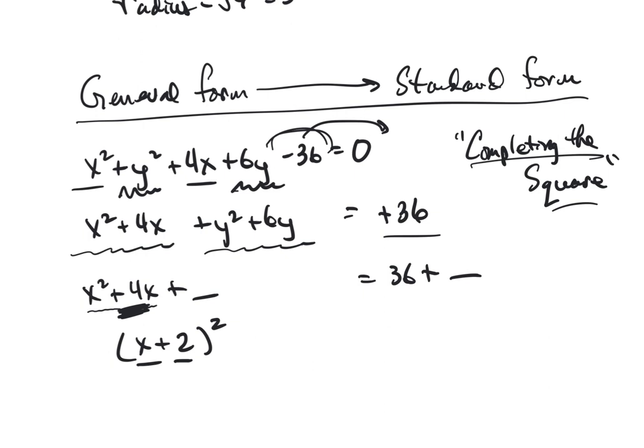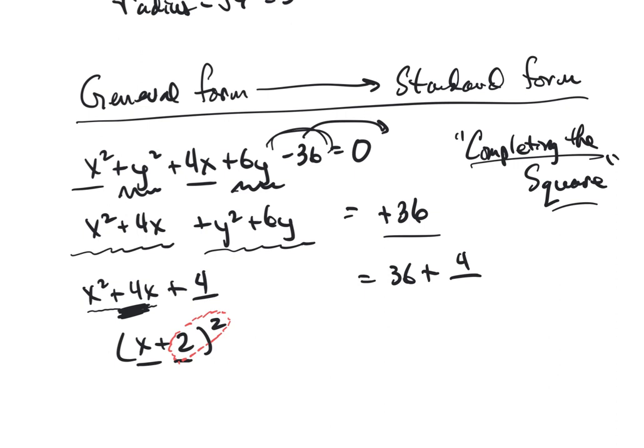Take the number in front of the x and divide by 2. Always divide by 2. Now, whatever number goes in the parentheses, we just put in a 2. We have to then square that number. And let me use a different color. So 2 squared means 2 times 2 is 4. And that's the number that has to go in the blank on both sides.